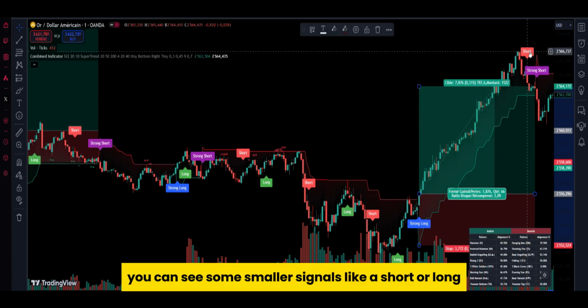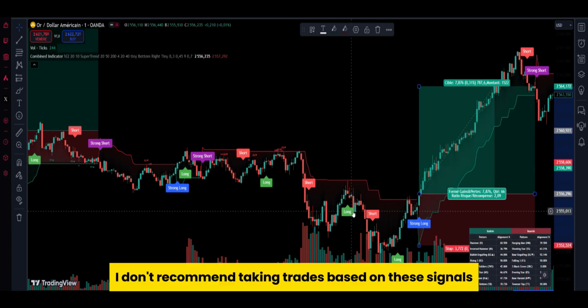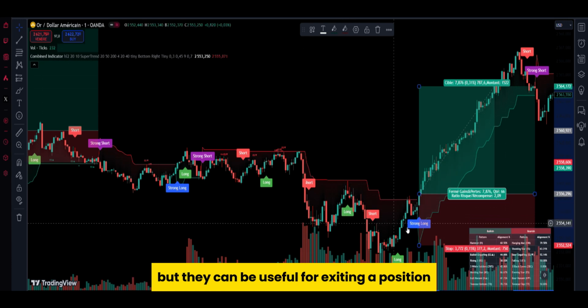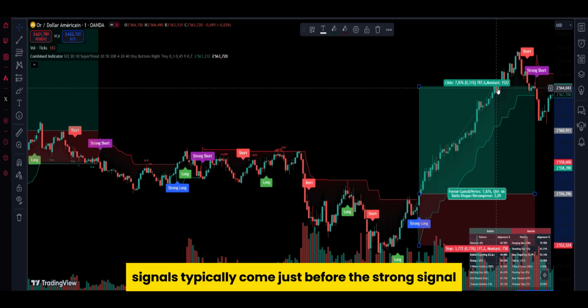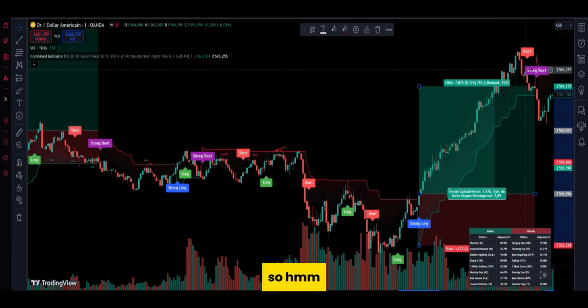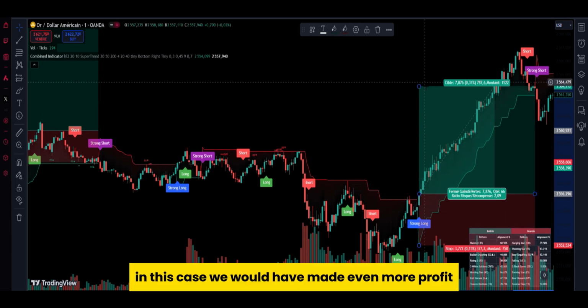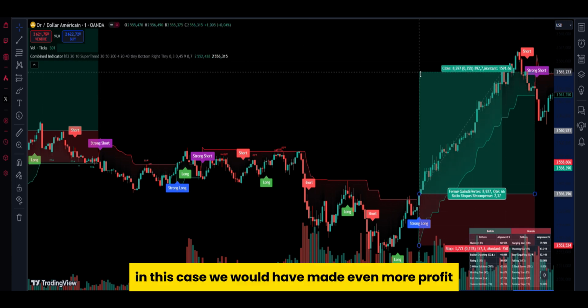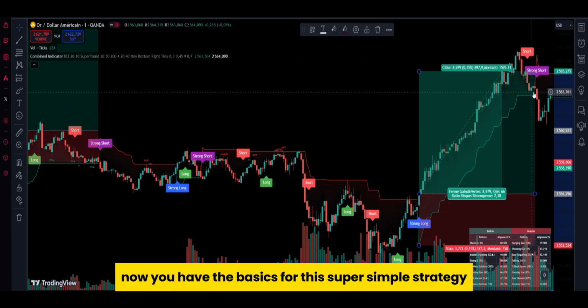Oh, also, you can see some smaller signals like a short or long. I don't recommend taking trades based on these signals, but they can be useful for exiting a position. These signals typically come just before the strong signal. So, I'd suggest exiting when you see a short or long signal. In this case, we would have made even more profit. And there you go. Now you have the basics for this super simple strategy.